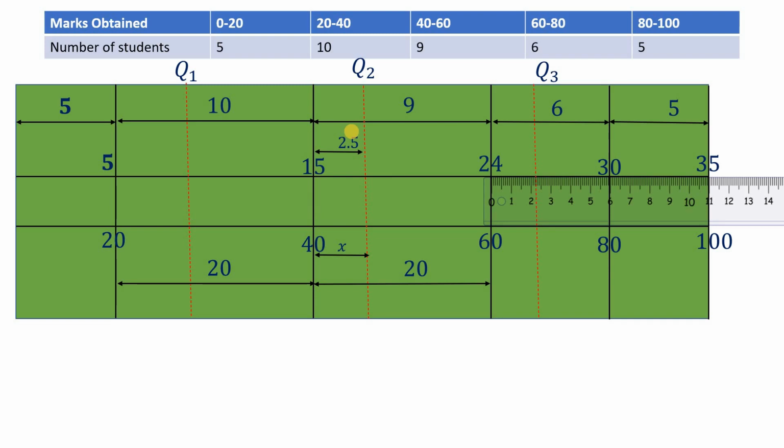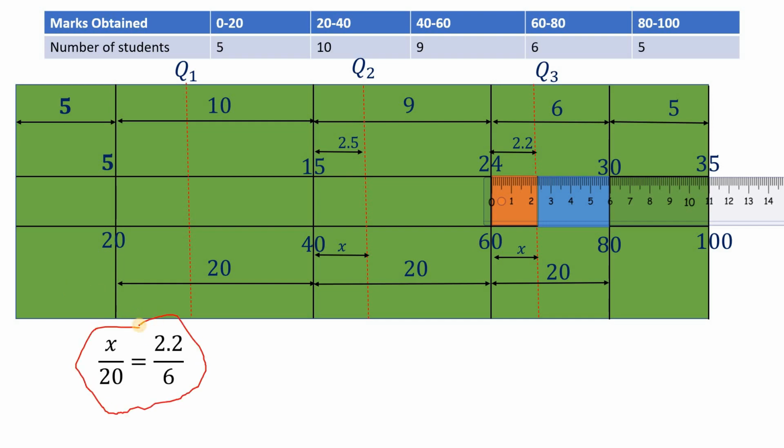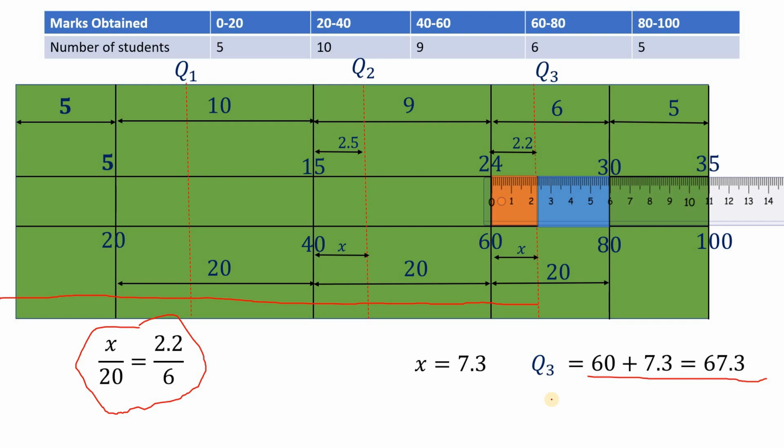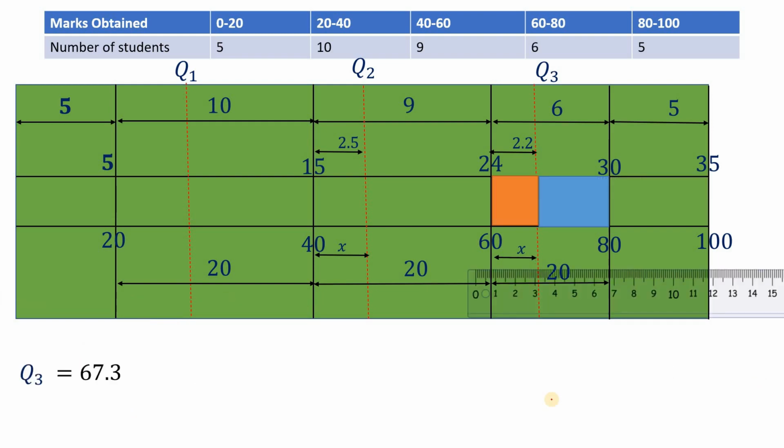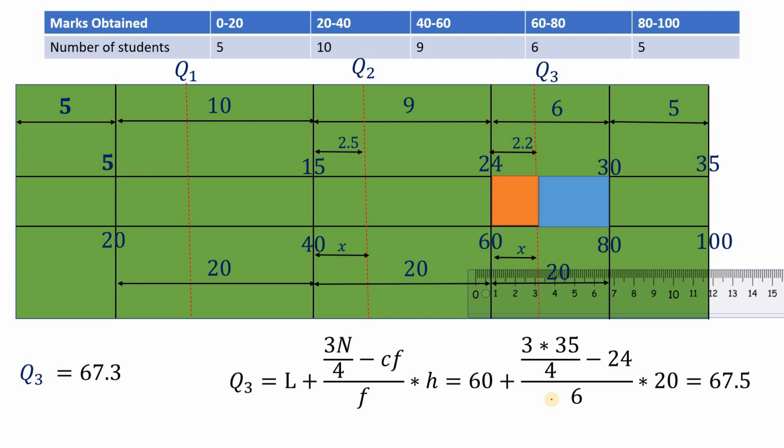Let's find the third quartile using the same ratio. These ratios are in proportion, so we first find the value for x, which is 7.3. Then the third quartile will be the distance from here to here, which is 60 plus x, that is 67.3. Now we use the formula to find the third quartile, and putting the values over here we'll get 67.5.